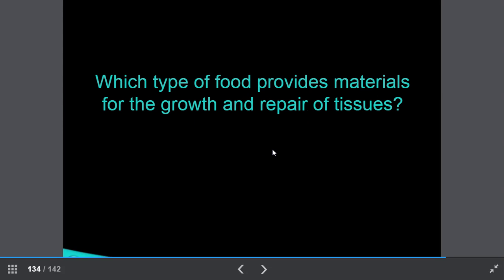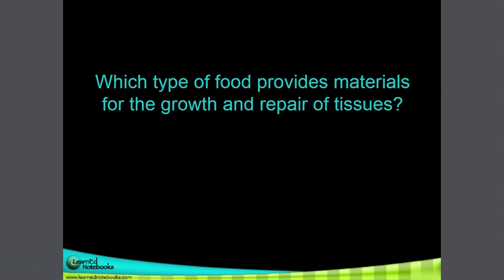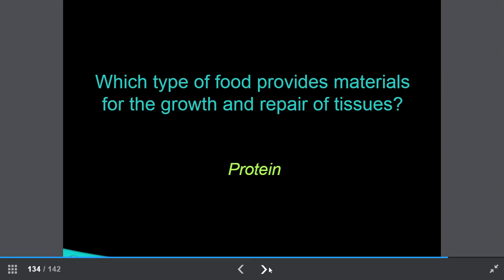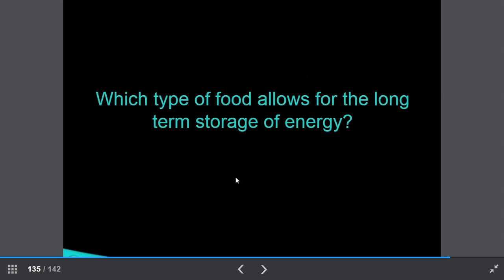Which type of food provides materials for the growth and repair of tissues? Think about, would it be lipids, proteins, carbohydrates? It would be protein. Which type of food allows for the long-term storage of energy? Would that be lipids, proteins, or carbohydrates? We know that fat is stored from the lipids, from fat. Lipid means fat.